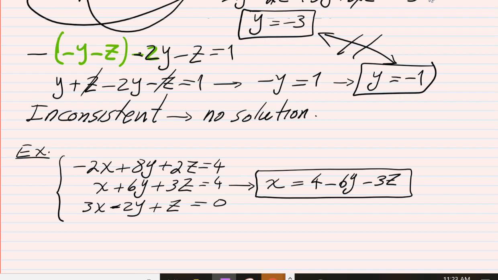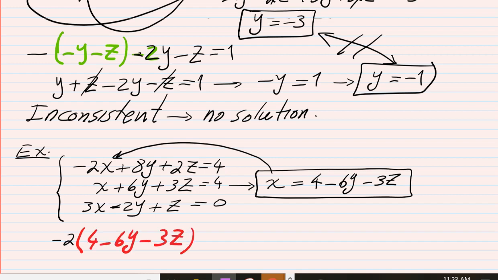Our first equation is negative 2x. I'm going to back substitute in our first equation. That's going to be negative 2, and then we're going to plug in for x, right? So it's going to be 4, negative 6y, negative 3z. That's what x is.